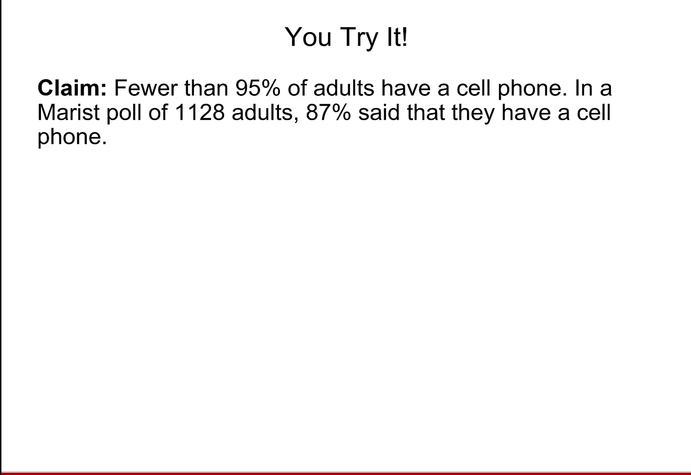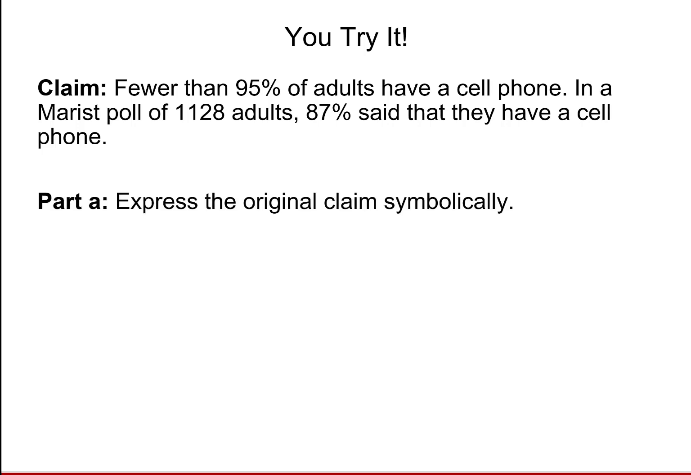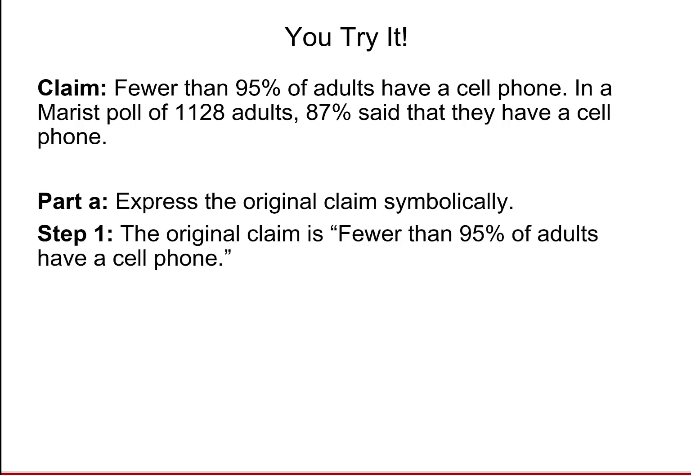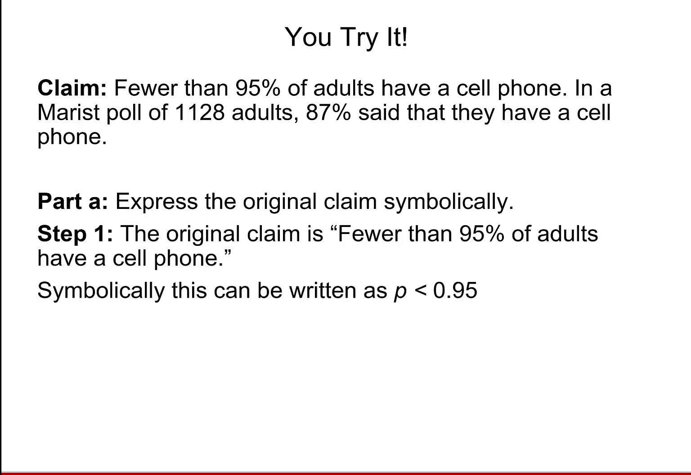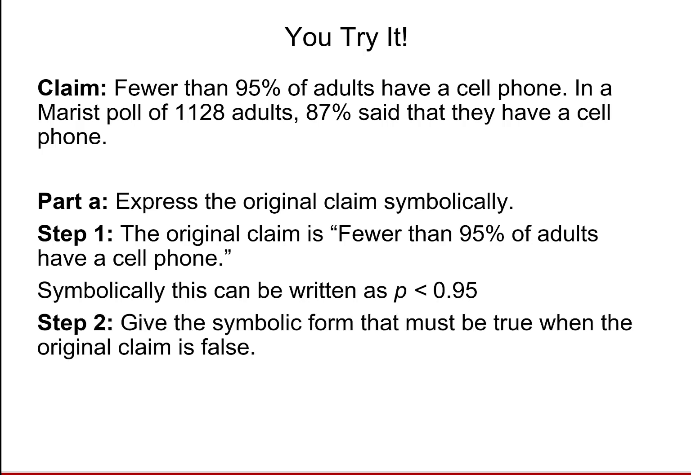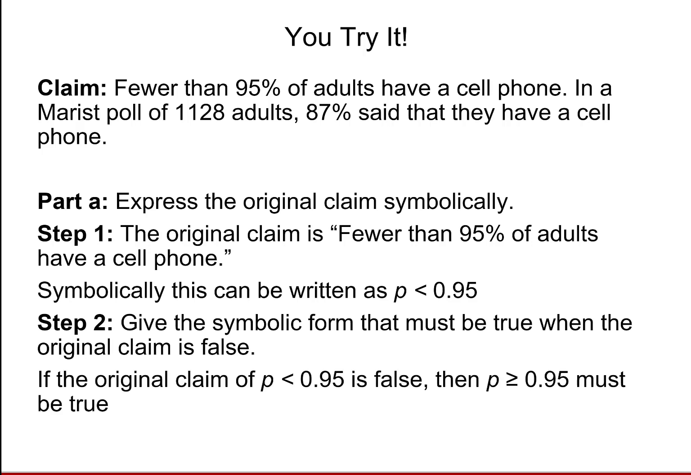I'm going to give you a claim, and then I want you to write the null and alternative. So fewer than 95% of adults have a cell phone. In a Marist poll of 1,128 adults, 87% said they have a cell phone. So first we want to express the claim symbolically, and the claim is fewer than 95% of adults have a cell phone. So we write that symbolically as p less than 0.95. Step 2, give the symbolic form that must be true if the original claim was false. So if p less than 0.95 is false, then p greater than or equal to 0.95 must be true.